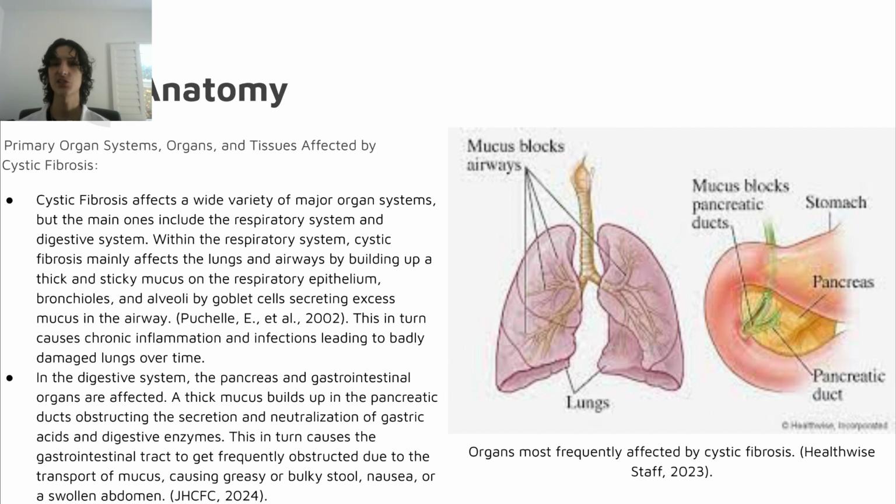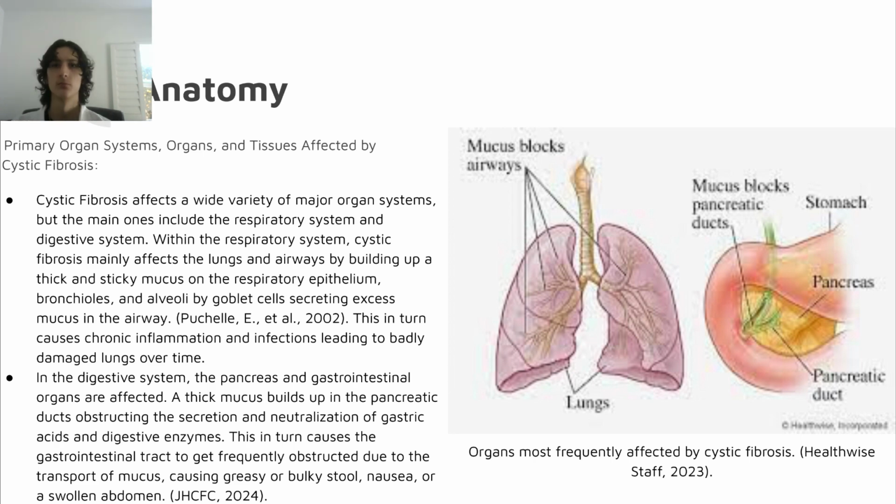Next, in the digestive system, the pancreas and gastrointestinal organs are affected. A thick mucus builds up in the pancreatic ducts, obstructing the secretion and neutralization of gastric acids and digestive enzymes. This in turn causes the gastrointestinal tract to get frequently obstructed due to the transport of mucus, causing greasy or bulky stool, nausea, or a swollen abdomen.